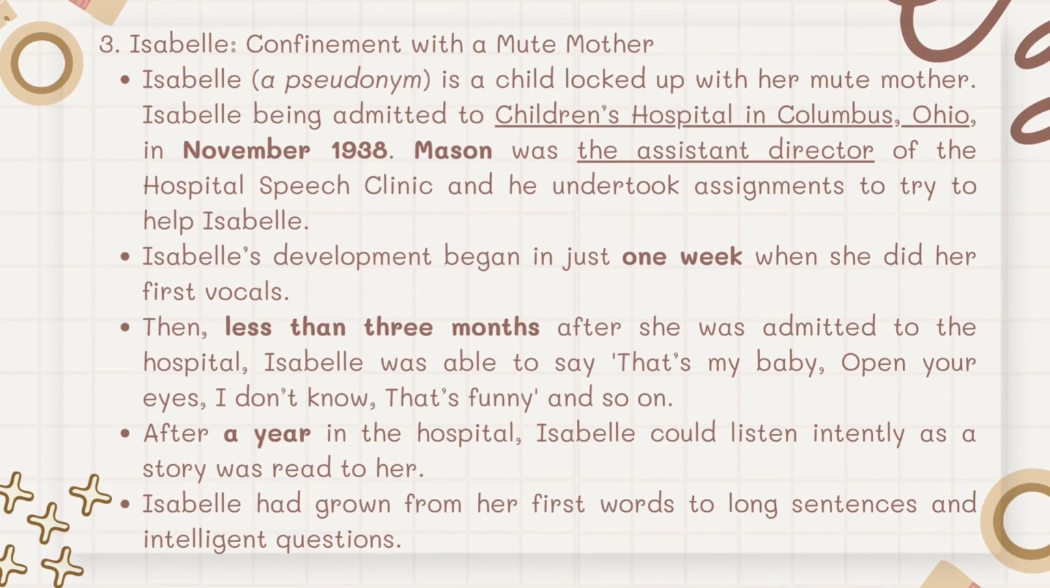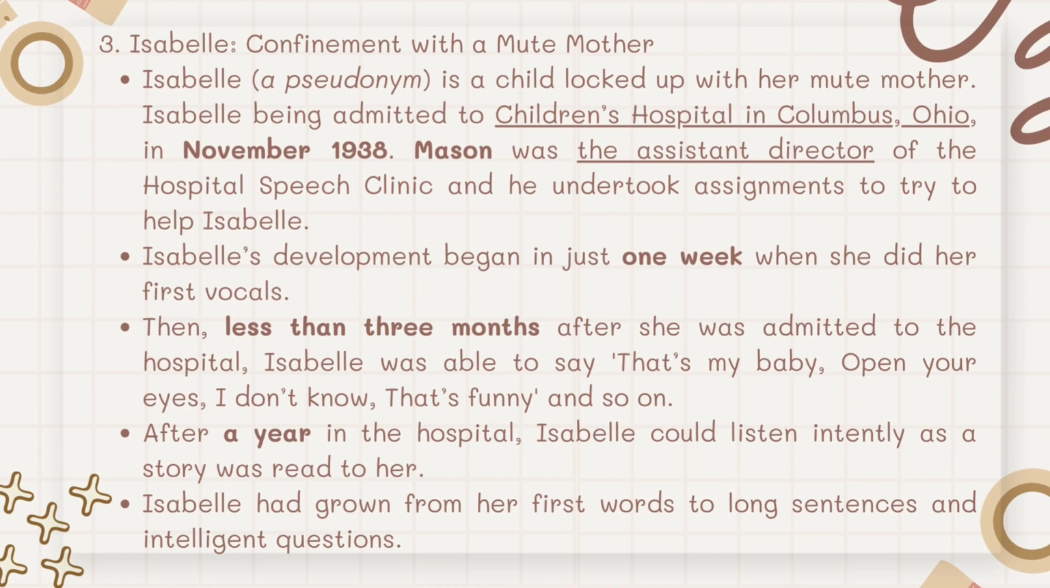The next is Isabel, confinement with a mute mother. Isabel, a pseudonym, was a child locked up with her mute mother. The mother ran away with Isabel, who was then 6.5 years old. It was then that Isabel's case came to the attention of the authorities. This led to Isabel being admitted to a children's hospital in Columbus, Ohio in November 1938.